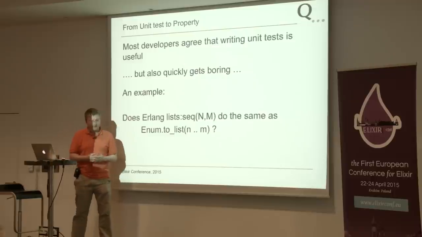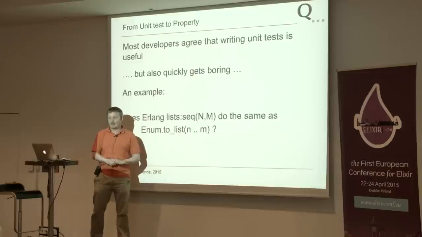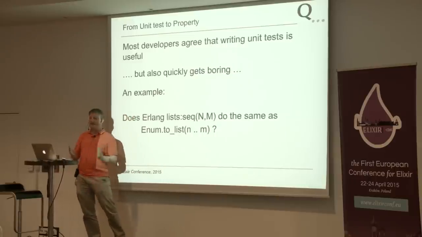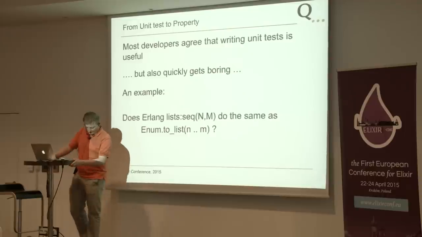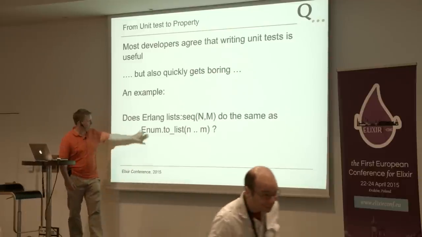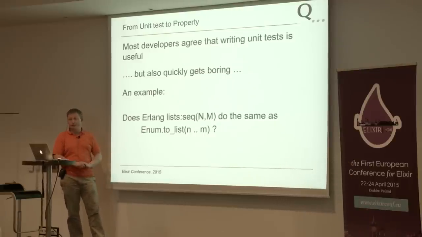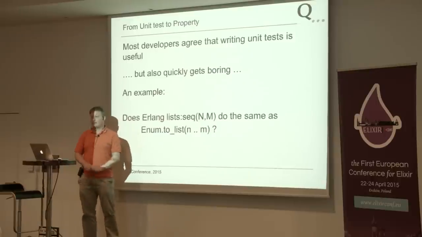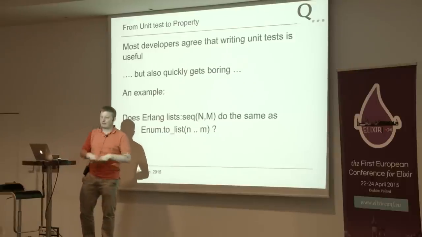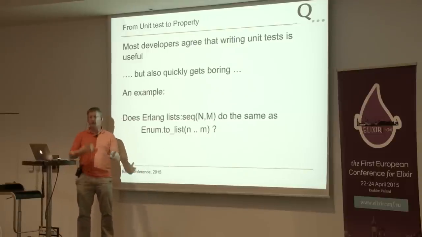But let's assume that we want to test that the list sequence function in Erlang does exactly the same thing as the enum to list function in Elixir. Right? So I hope you know those two functions. And definitely you should know the enum to list function in Elixir. But you might know that there's also a list sequence function in Erlang. You don't have to care about it. But if you develop something and you're new to the language but you know Erlang, you probably think, oh, those things would do the same. So let's test that they actually do the same.